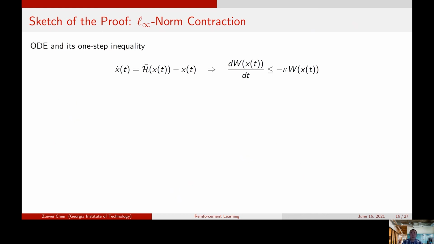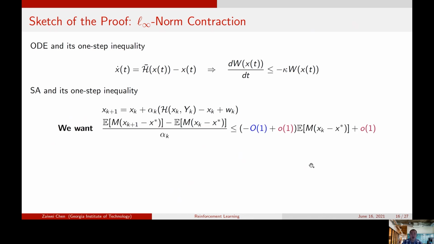When we study the ODE, an important step is to derive a one-step drift inequality. Similarly, for the stochastic approximation algorithm, we also need to derive a one-step drift inequality. What should we expect of that one-step drift inequality? We need to find a Lyapunov function M, and then the one-step drift inequality we wish for is of this form. Let's compare it with the one-step inequality of the ODE. On the left-hand side, the ODE has a derivative. In stochastic approximation, we have the difference. On the right-hand side, the ODE has negative drift. We also have negative drift in stochastic approximation, which is the minus big O(1) term. But because of the discretization error and the stochastic error, we also have two error terms that are captured by the two small o(1) terms.